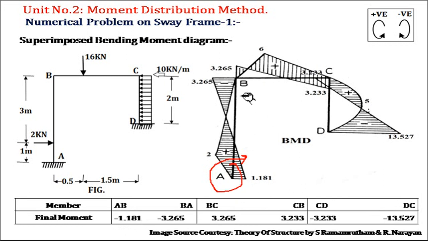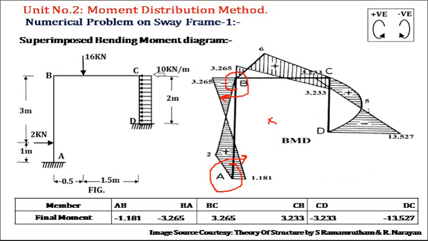Now we will consider the moment in member BA. It is again minus, meaning we have to rotate the joint B in clockwise direction. Here I will keep the pen on member BA nearer to joint B and rotate the joint B in clockwise direction because the value is minus. So I rotate the joint in clockwise direction and it should cut the member once. This value 3.265 is on the left hand side of B, as we know that we are standing inside the frame.